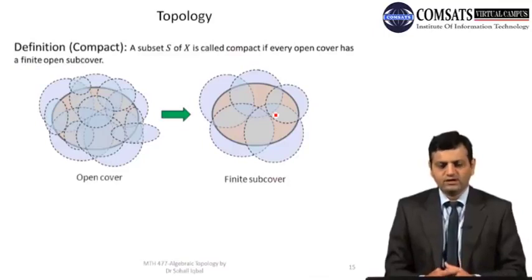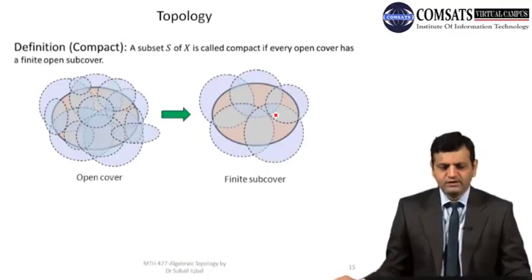So next definition is compact. A subset S of X is called compact if every open cover has a finite open subcover. To be honest, it's a very difficult definition to apply. The meaning of the definition is very simple: if every open cover has a finite open subcover.